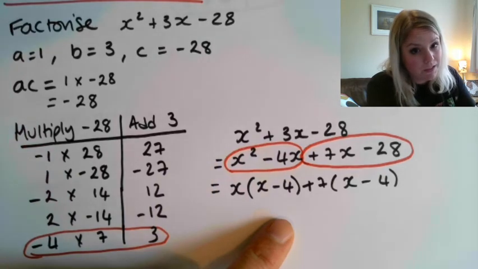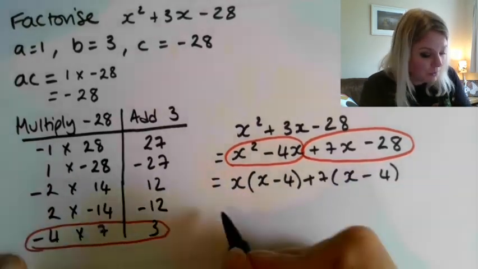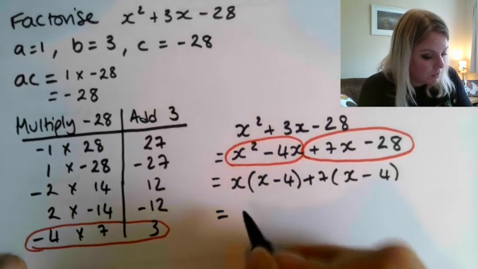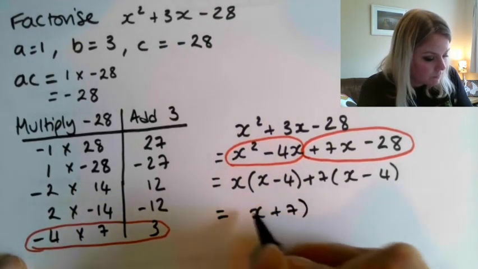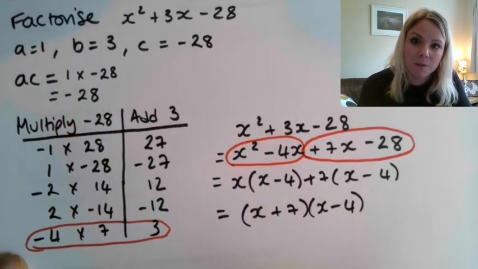Then remember, one last factorizing step where this bracket is the common term that we can bring out. So we're left with x plus 7, which is getting multiplied by x minus 4. And that's that one done.